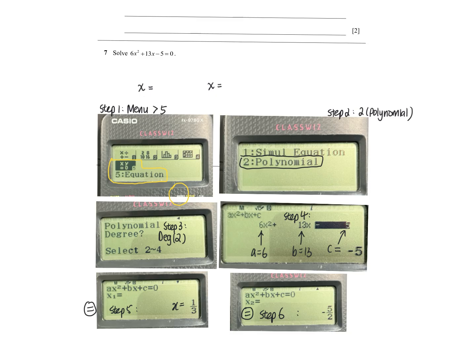When you go menu, it will come to this page. Press 5 for equation. Choose number 2 for polynomial. Click degree 2. Then they will ask you for the value of x square, x and constant to key in. So you key in these 3 already. Press equal, one answer is this. The other answer is this. So you have 2 answers.